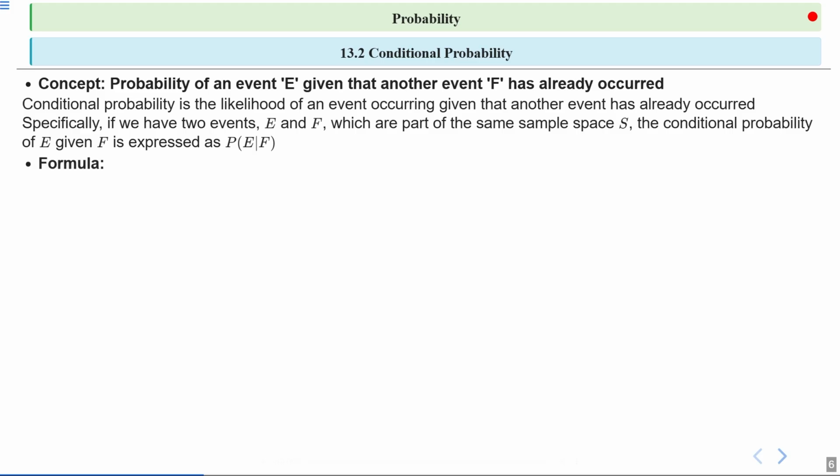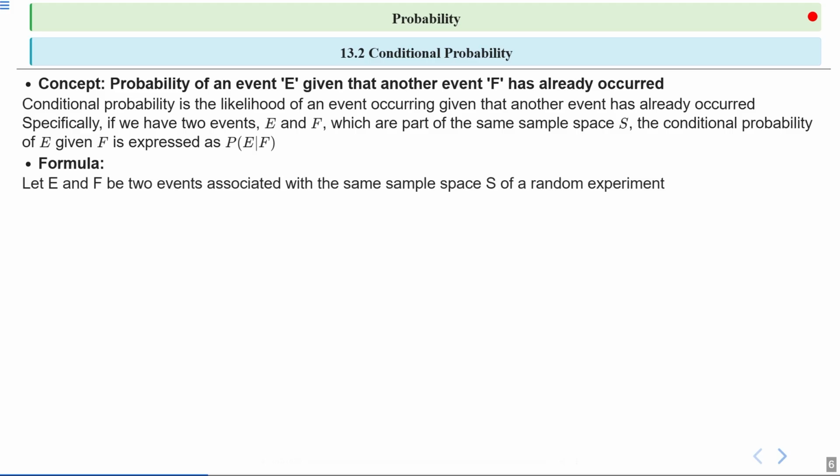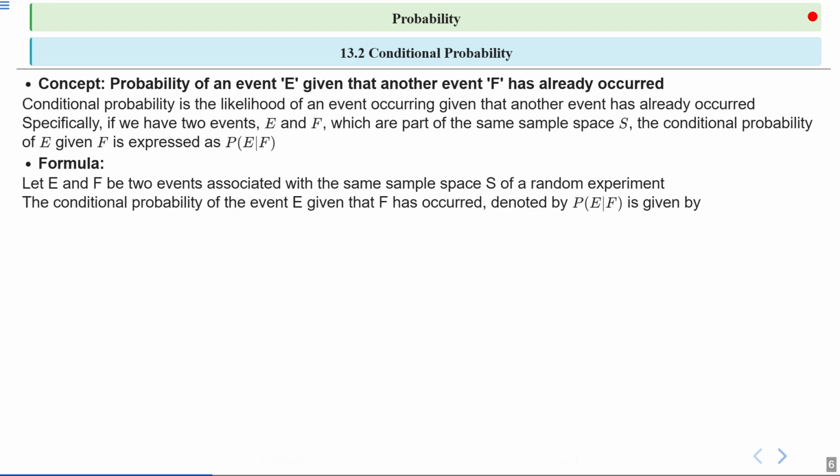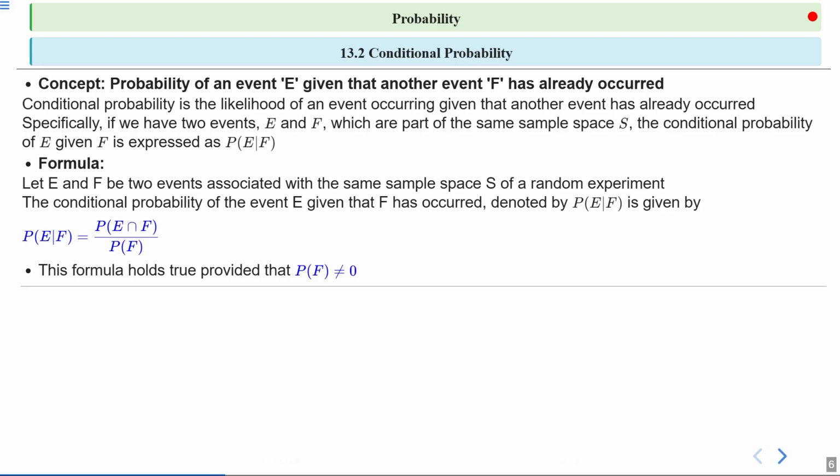Now let's look at the formula for conditional probability. Let E and F be two events associated with the same sample space S of a random experiment. So we can say the conditional probability of the event E given that F has occurred, probability of E upon F, is given by probability of E upon F is equal to probability of E intersection F upon probability of F. This formula holds true provided that probability of F is not equal to 0, right? We can say that probability of F should not be equal to 0, right?